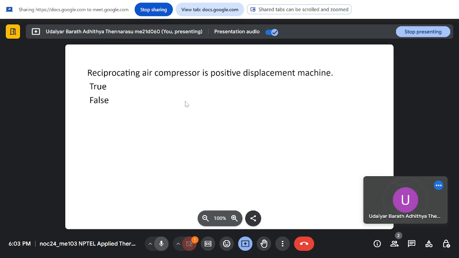Next is: reciprocating air compressor is a positive displacement machine. So these are all positive displacement machines. Reciprocating, and then you have your scroll compressor or screw compressor, these are all positive displacement compressors. You are effectively reducing your volume. So reciprocating air compressor is a positive displacement type machine. So the answer is true.